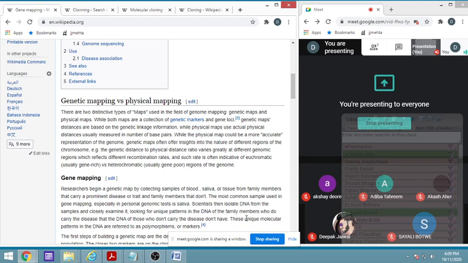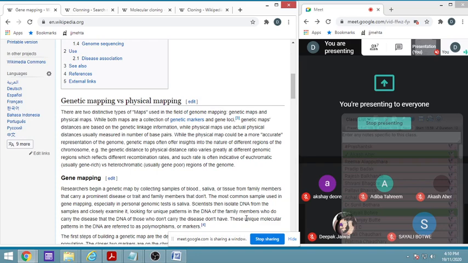If you remember, earlier we have seen that the nucleosome has 126 base pairs. That means these are one after another. Suppose A is 1, T is 2, G is 3, C is 4. So this sequence has 4 base pairs. Like that, you count the number of base pairs in that particular sequence, and that is how the distance is calculated. The physical map could be a more accurate representation of the genome.